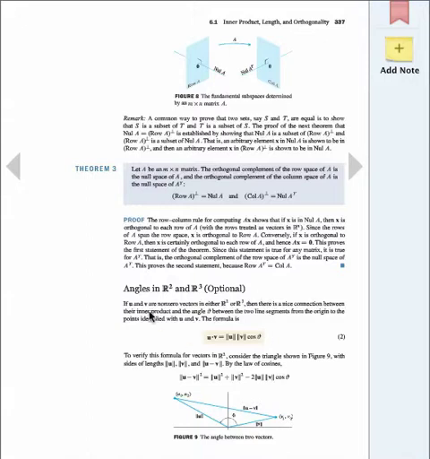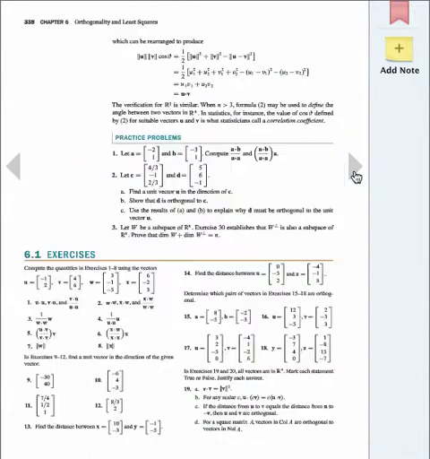I would read this section about angles in R2 and R3. This gives us the physical interpretation of a dot product, which is kind of useful, and I will be talking about this in class given enough time. So, that's about all we've got for 6.1.